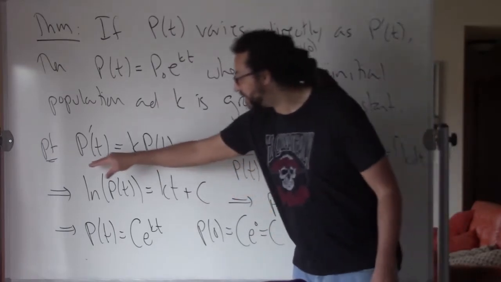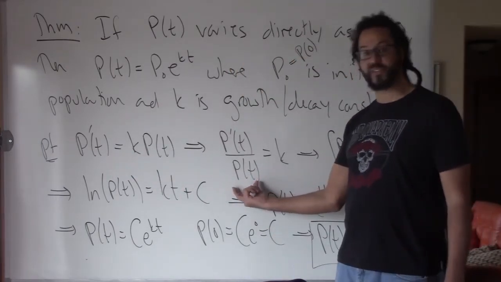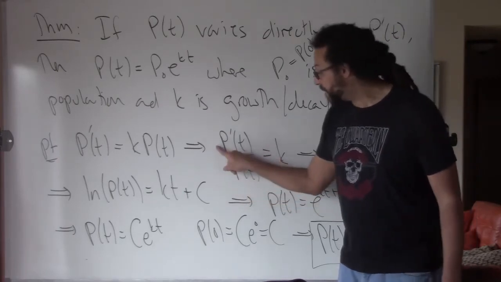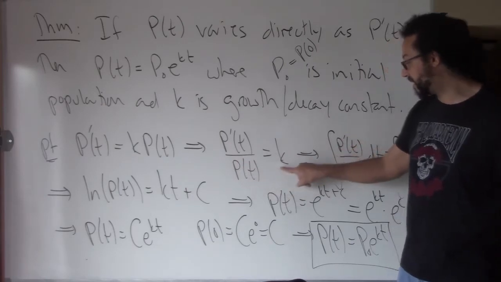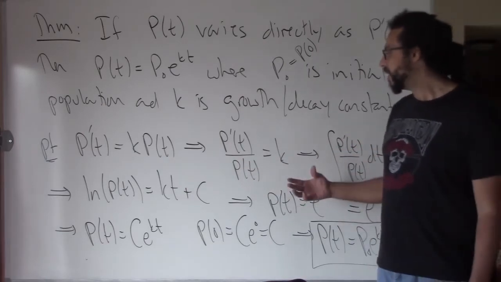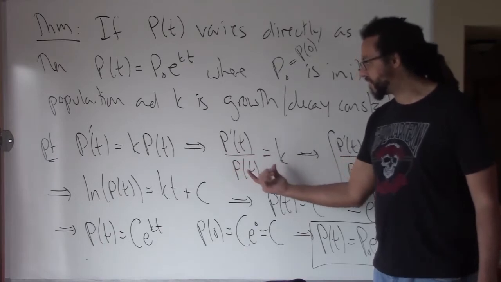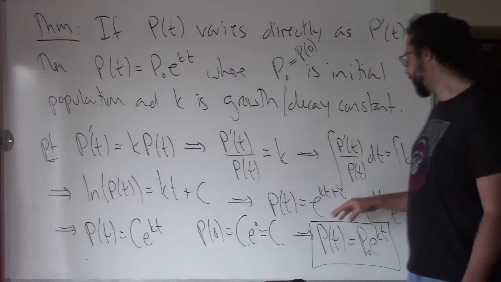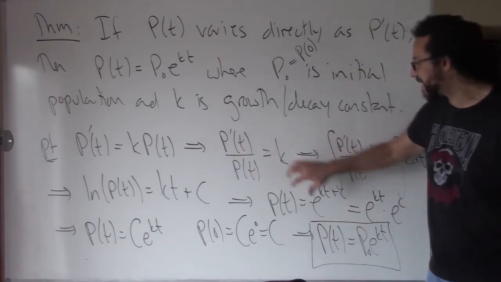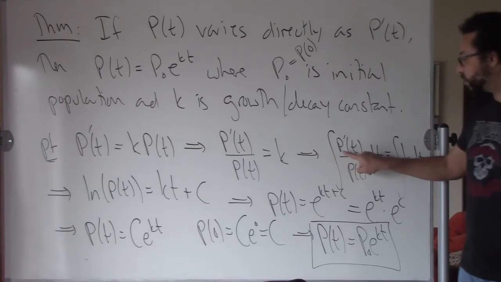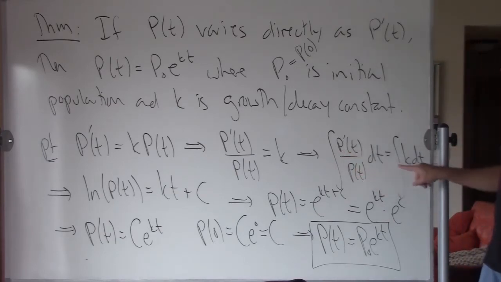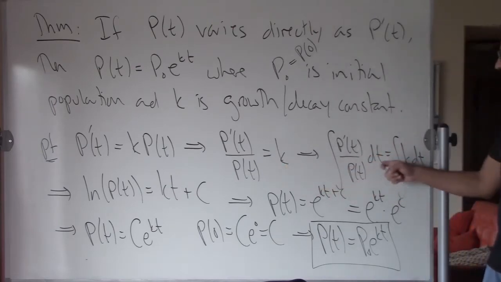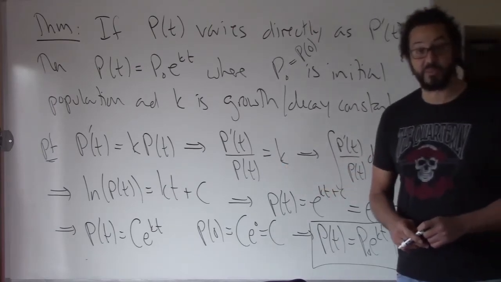I can go ahead and divide both sides by P of t. We'll certainly assume that the size of the population is not 0. And so now that means that P prime of t over P of t is equal to k. So in order to solve for P of t, we need to get rid of the P prime. This is called a differential equation. So we'll go ahead and look at the antiderivative of both sides. So the antiderivative of P prime over P is equal to the antiderivative of the constant k. And this antiderivative is with respect to the variable t.